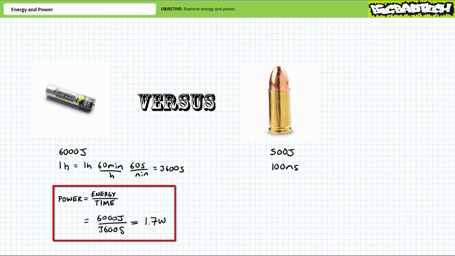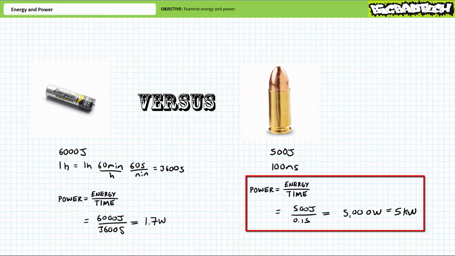Power is energy over time. For the AAA battery, it's capable of delivering 6,000 joules over 1 hour, or 60 minutes, or 3,600 seconds. This yields a relatively low power rating of roughly 1.7 joules per second, or 1.7 watts. A respectably large quantity of energy is slowly and steadily delivered over a long time. The battery would be a suitable means of powering a low-power device, like your calculator, for a long time.